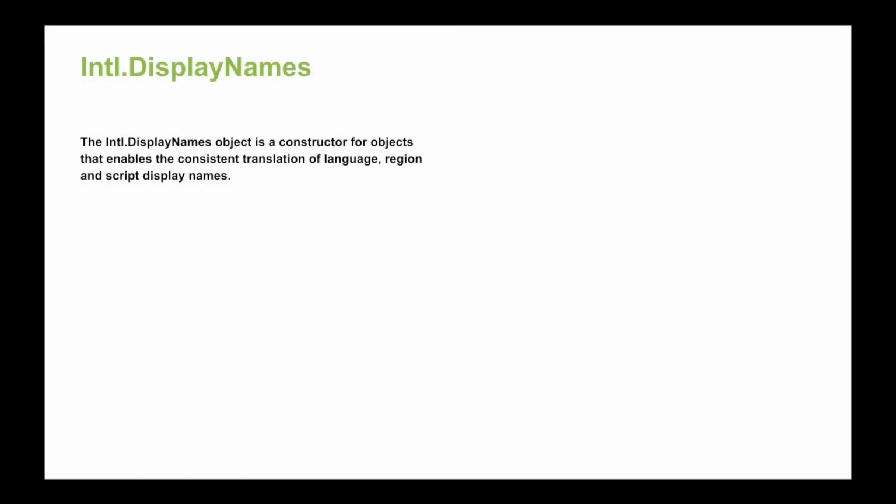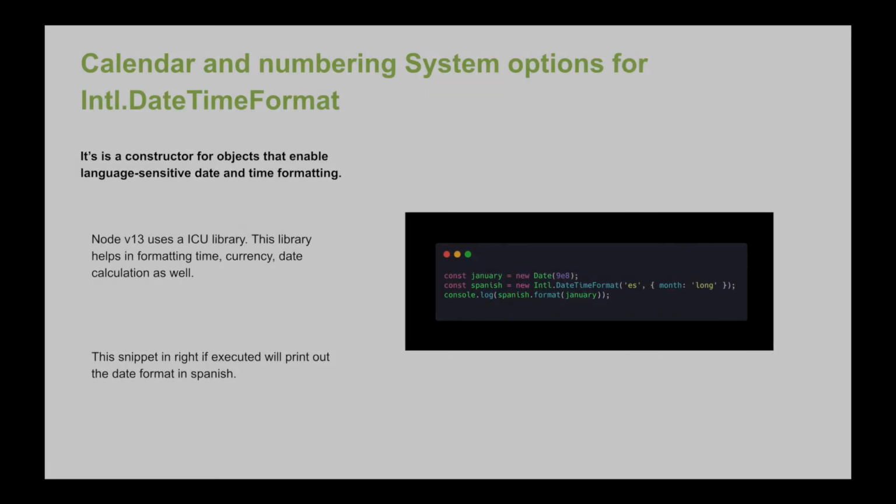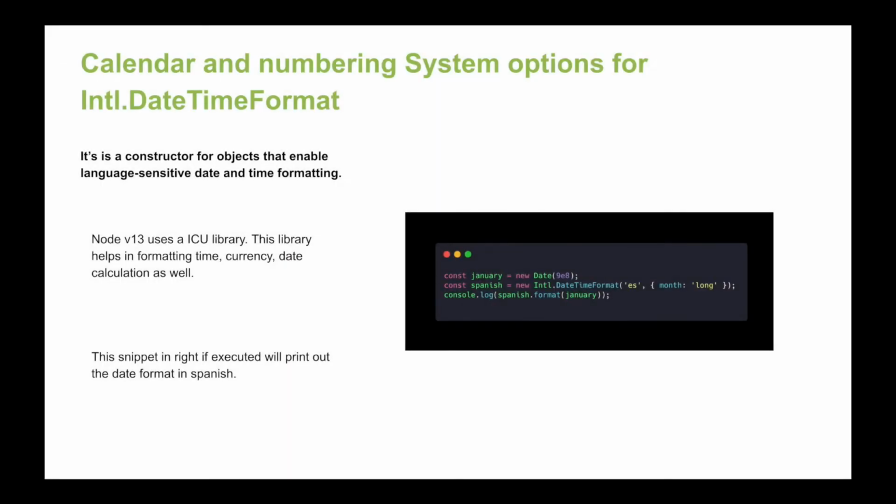So the next one would be Intl.DisplayNames. The Intl.DisplayNames object is a constructor of objects that enables the consistent translation of language, region, and script display names. Calendar and numbering system options for Intl.DateTimeFormat. The Intl.DateTimeFormat object is a constructor of objects that enable language sensitive date and time formatting.